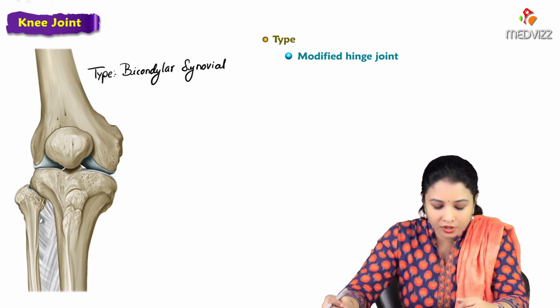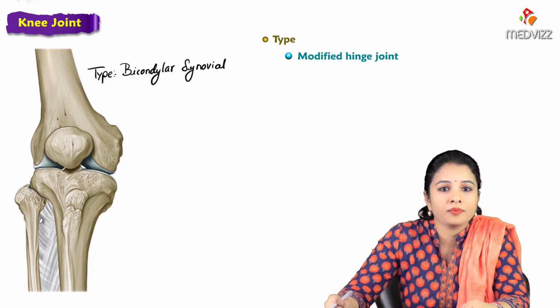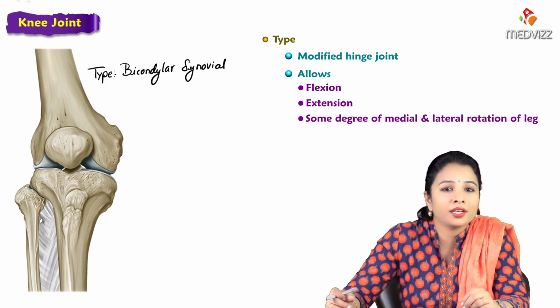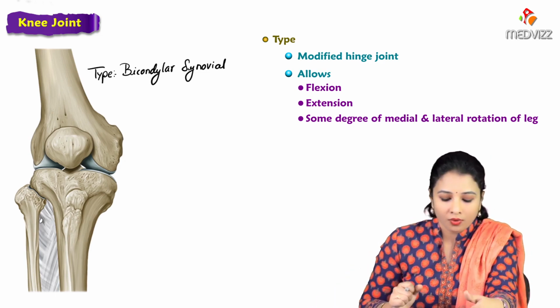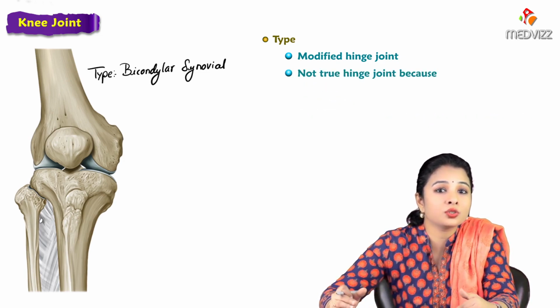Bicondylar synovial joint, which is present between the femur and tibia, and it allows flexion and extension. And because it is a modified hinge joint, it also allows some degree of medial and lateral rotation of the leg. So what is not true about the knee joint? It is not a true hinge joint.